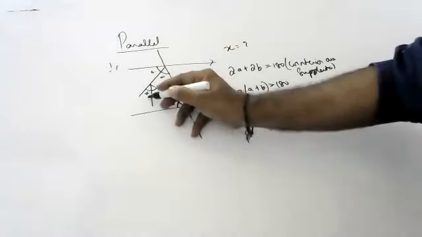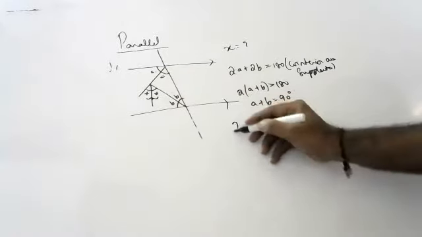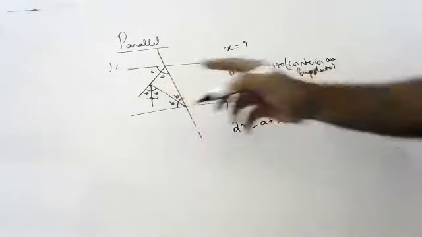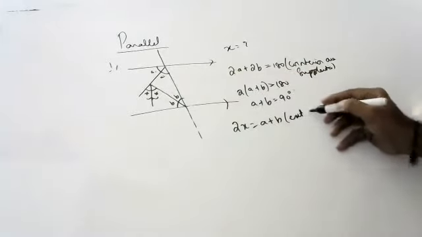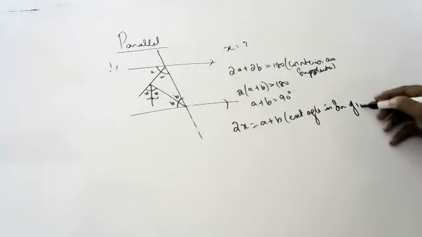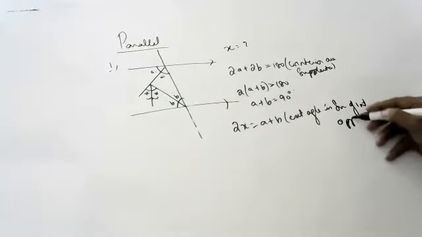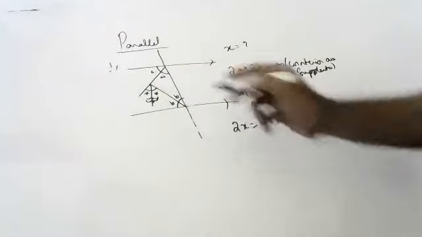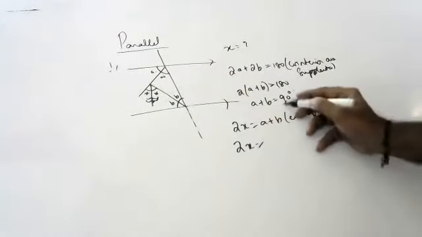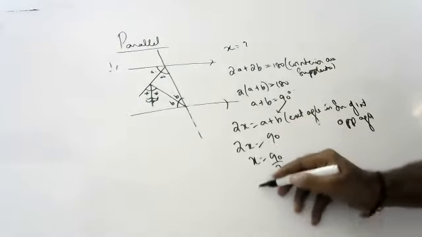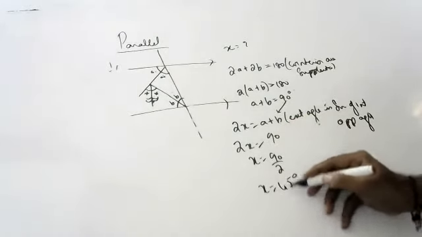So x plus x is equal to 2x. 2x is equal to a plus b. Why is 2x equal to a plus b? Exterior angle is equal to the sum of interior opposite angles. So, children, 2x is equal to a plus b. This is 90 degrees, so x is equal to 90 by 2. x is equal to 45 degrees. Like this we should do, children.